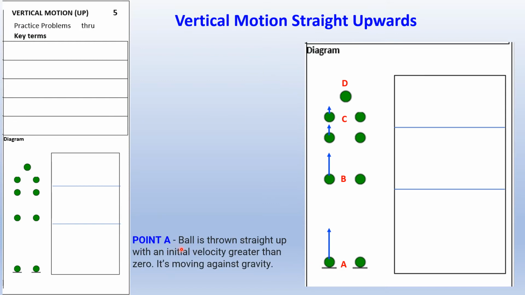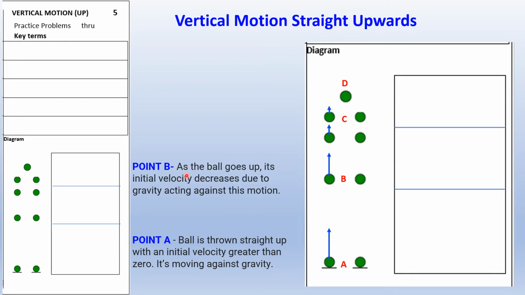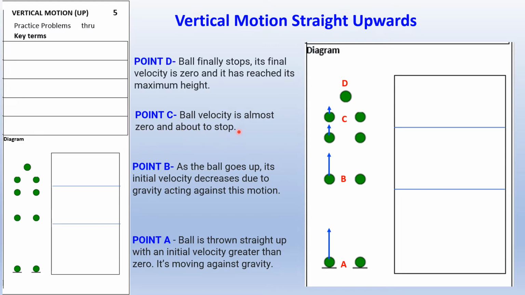At point A, the ball is thrown straight up with an initial velocity greater than 0. It's moving against gravity. At point B, as the ball goes up, its velocity decreases due to gravity acting against this motion. At point C, the ball velocity is almost 0 and about to stop. At point D, the ball finally stops. Its final velocity is 0 and it has reached its maximum height.